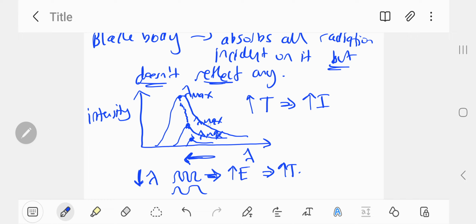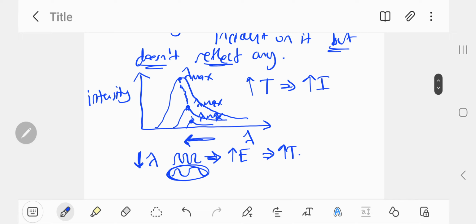The second and third graphs are less intense because they correspond to a greater wavelength, such as wavelengths shown here and here. Let's suppose the first curve corresponds to this wavelength, the second one this one, and the third one this one.